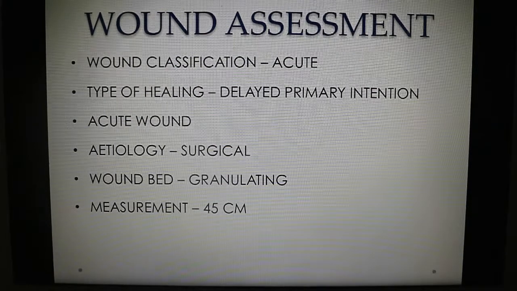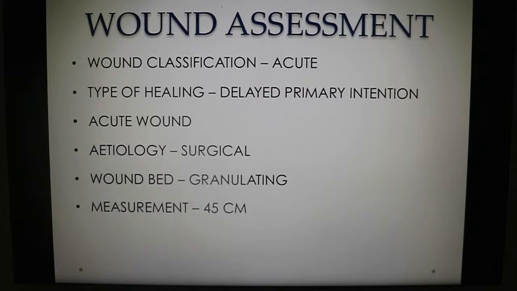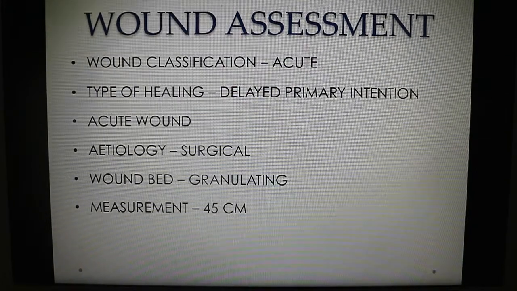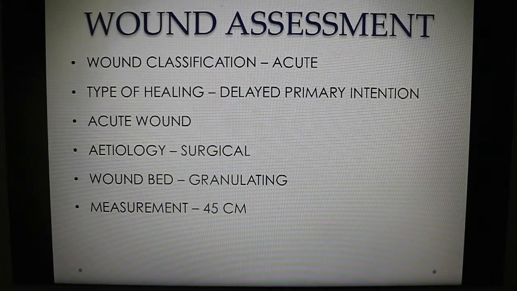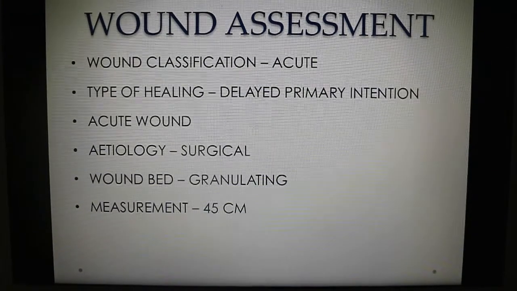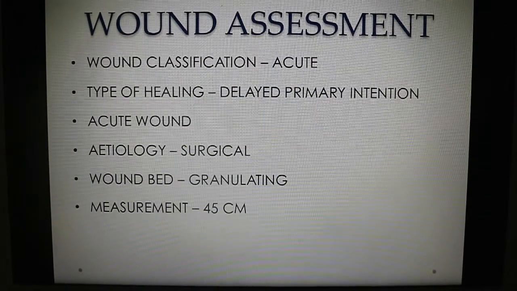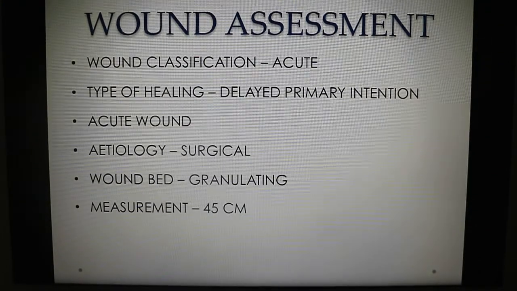Beginning with wound classification, the wound was identified as an acute wound, as it's expected to advance through phases of normal healing and result in complete healing. The type of wound was delayed primary intention, as the patient went back for a washout, debridement and reclosure of the wound a few days post the initial procedure.